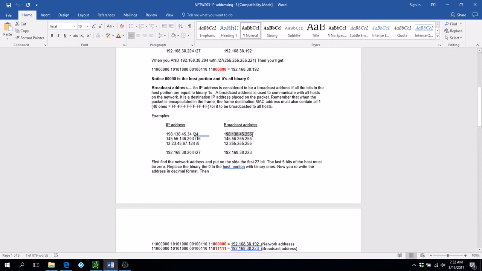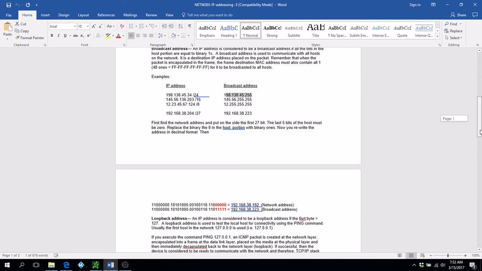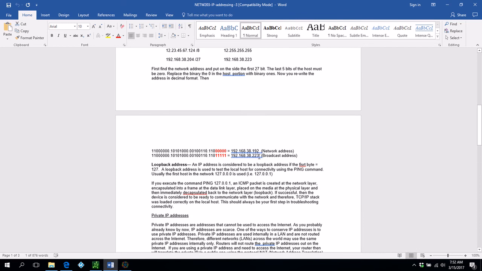Now remember, it doesn't have to be 255 at the end. Only the host portion has to be all ones. So here's a typical broadcast address example: with /27, what's the broadcast address of this?